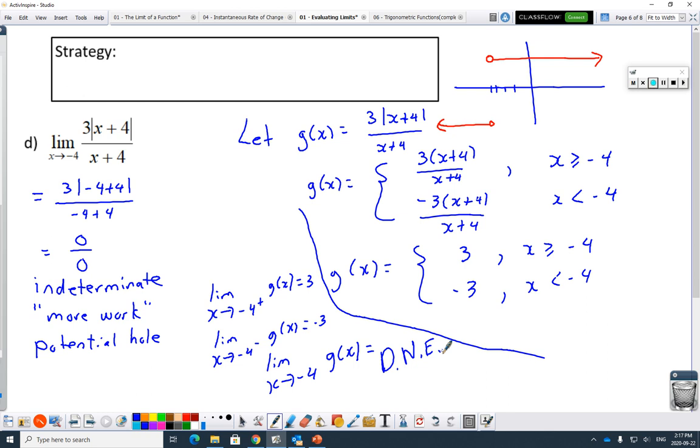So what's the name of the strategy? Writing absolute value as piecewise.